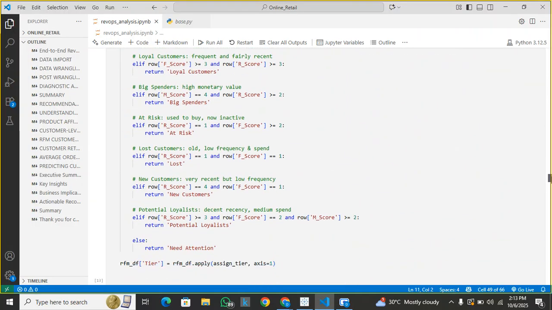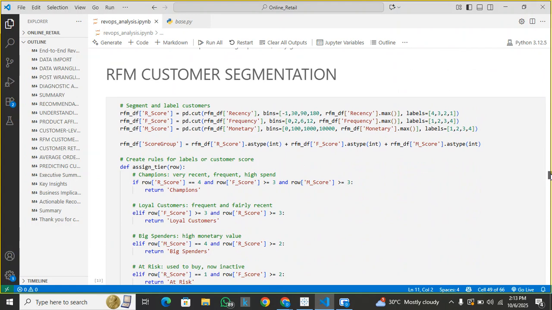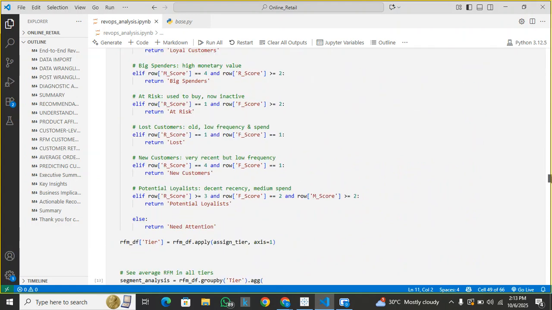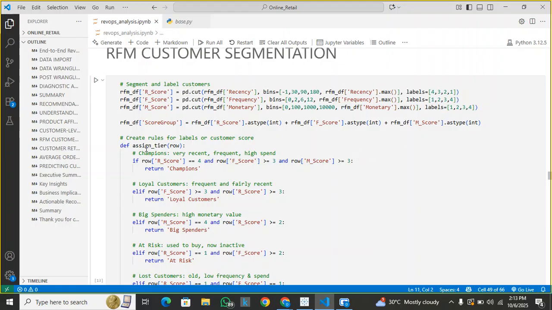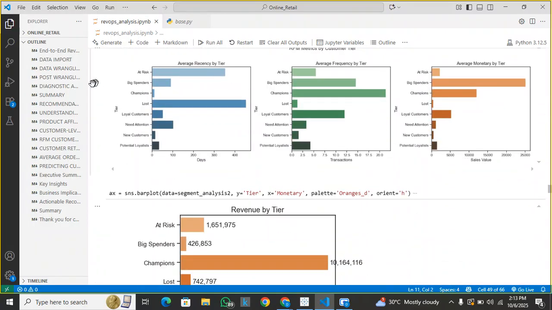So I carried out segmentation with the RFM data I created, and I segmented the customers into 8 different tiers. So we have the at risk, the big spenders, the champions, the lost, the loyal customers, the need attention, the new customers, the potential loyalists.